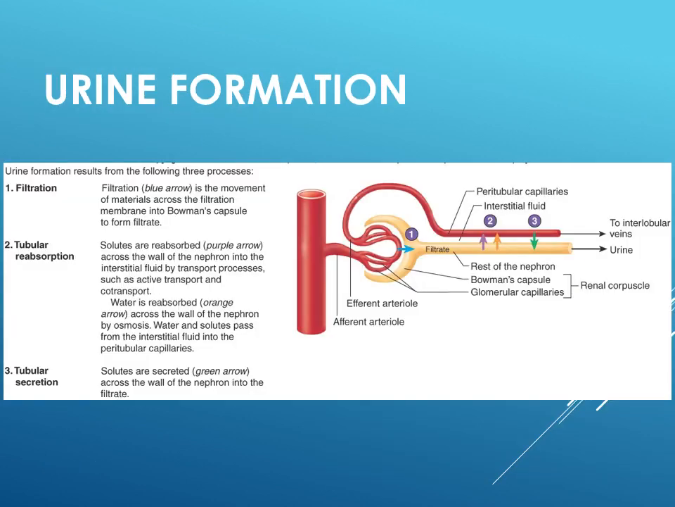Okay, so then I introduced urine formation, which was three things: filtration at the glomerulus, then tubular reabsorption of things from the filtrate to put back into the blood, which happens primarily in the peritubular capillaries, and to a lesser extent in the nephron loop and some of the other parts of the nephron, and then tubular secretion. And so we're going to go through those in just a little more detail today.